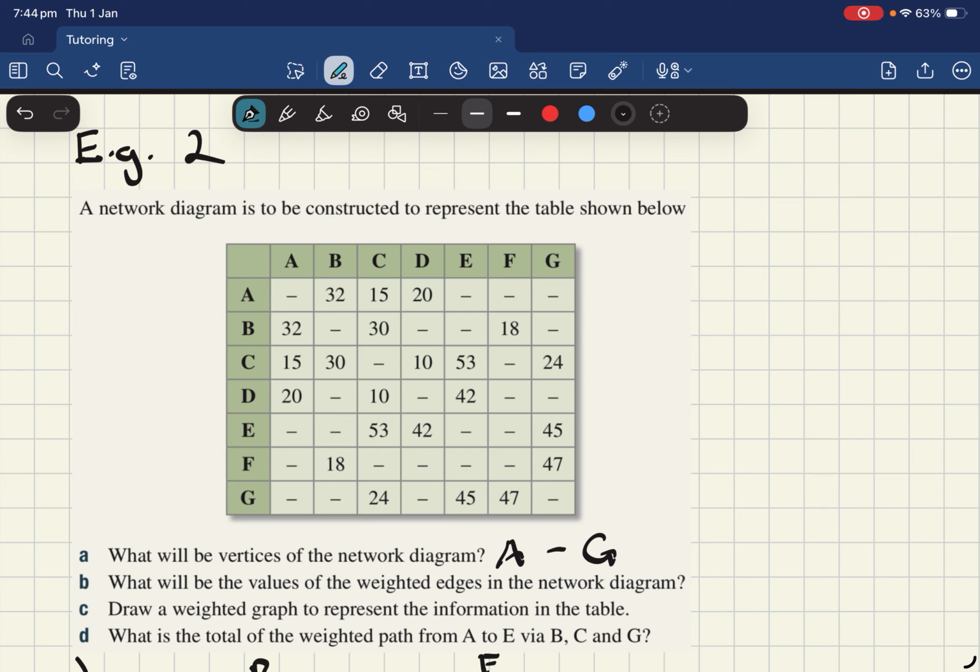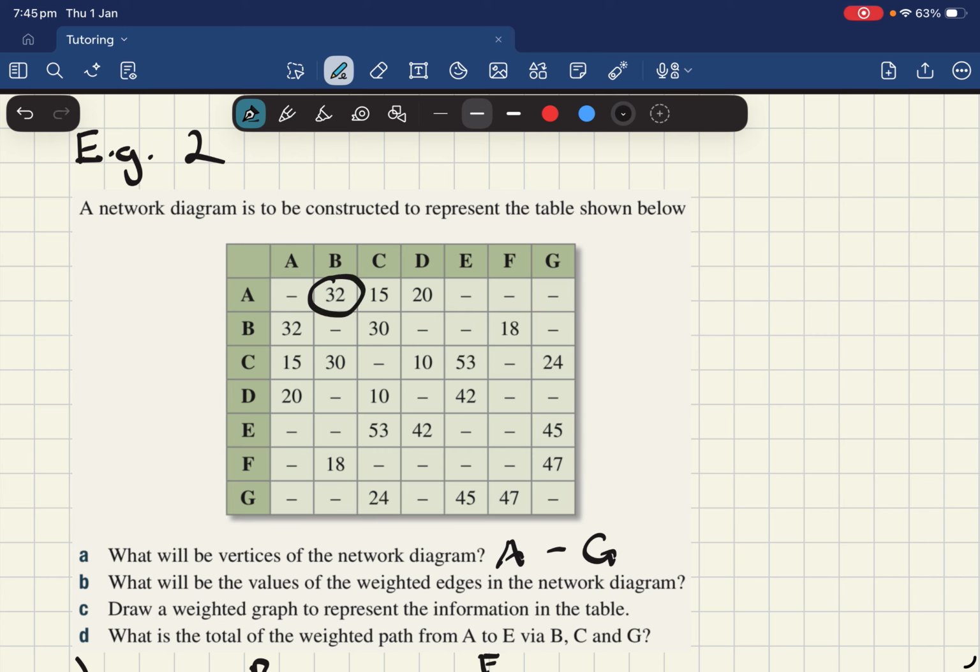Now, just to give you an idea of how the second one will look, I'll give you a chance to have a go at these on your own if you want to pause the video. It's asking what will be the values of the weighted edges in the network diagram. So the weighted edges, or the values of those, are these numbers in the actual cells.